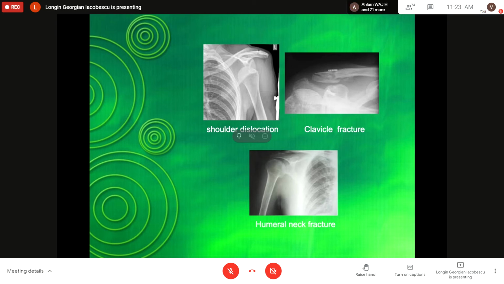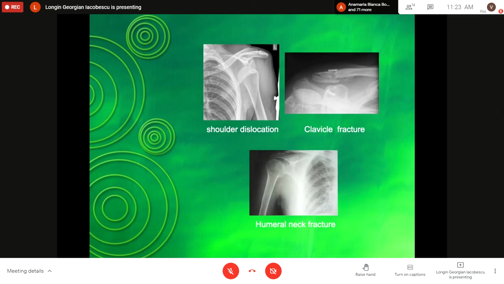Okay, so this is very important, okay? You have to reduce it. Afterwards, you have to make another X-ray to see if the reduction is correct and if the humerus is in its correct anatomical position. And afterwards, you have to apply the immobilization.